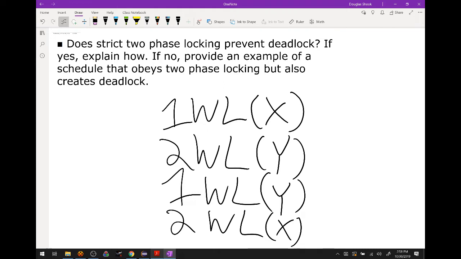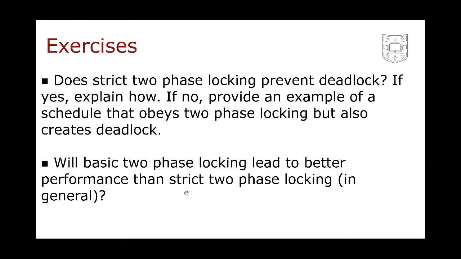Which actually brings us to the final question that we'll talk about, and then we'll talk about homework 4. Will basic two-phase locking lead to better performance than strict two-phase locking in the general case? Before we can answer this question, we need to make sure we understand the difference between the two. Basic two-phase locking is what we've been talking about, right? Acquire the locks before I release any locks.